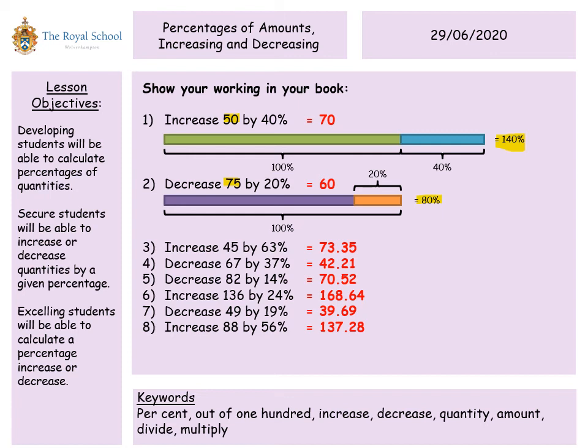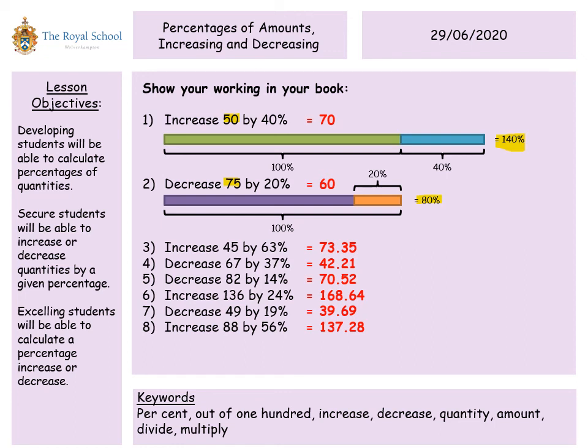Number 6 is back to an increase. So if you increase an amount by 24%, you end up with 124% of it. So 124 hundredths times 136 gets us to our answer. In number 7, we're decreasing something by 19%. So if you do 100 take 19, then we end up with 81% left. So we want 81 hundredths times 49. And then at number 8, we're increasing something by 56%. So we're going to have 156 hundredths times 88, and that'll get you straight to your answer.